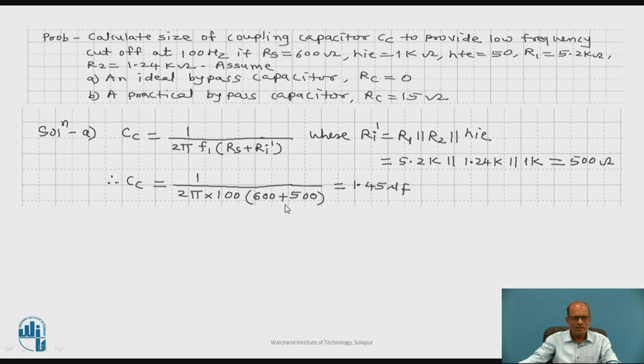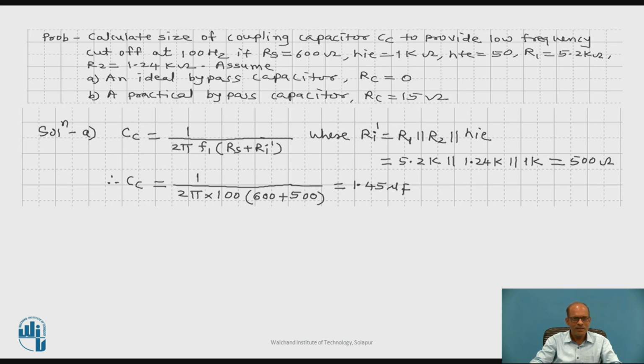And therefore CC equal to 1 upon 2 pi, F1 is 100, in the bracket RS is 600 and Ri dash is calculated just now, 500 ohm. And if you solve this, the coupling capacitor comes to 1.45 microfarad. That is the solution of part A.